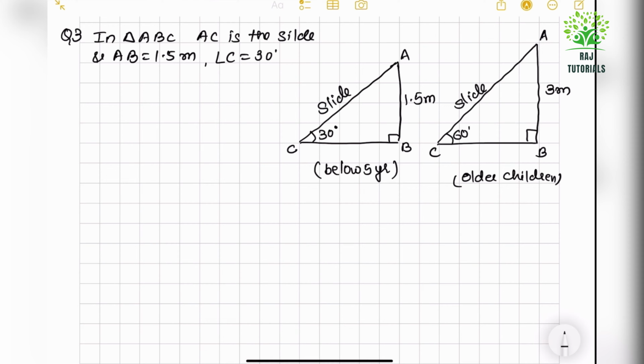So I can say if I want to find the length of the slide, sin 30 will be AB upon AC. So sin 30 will be 1 by 2 equal to AB, 1.5, upon AC. So here AC will be 1.5 into 2. So AC will be 3 meter.